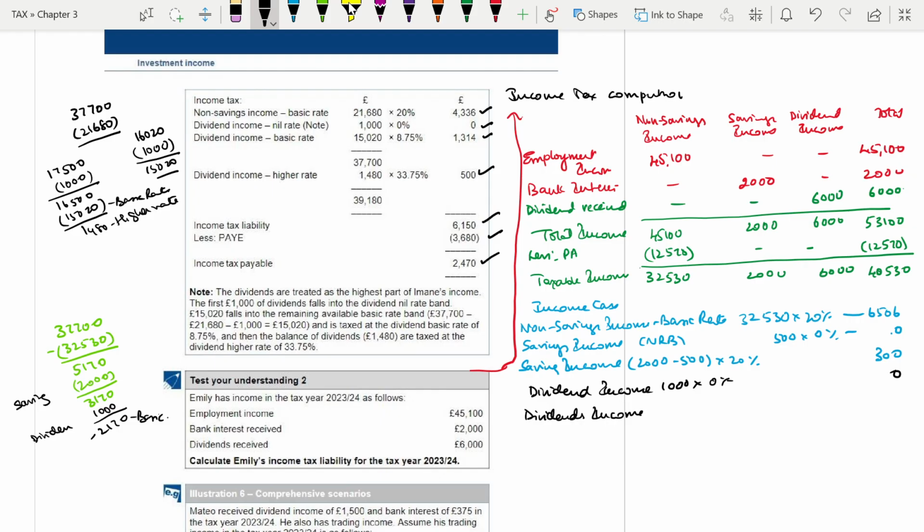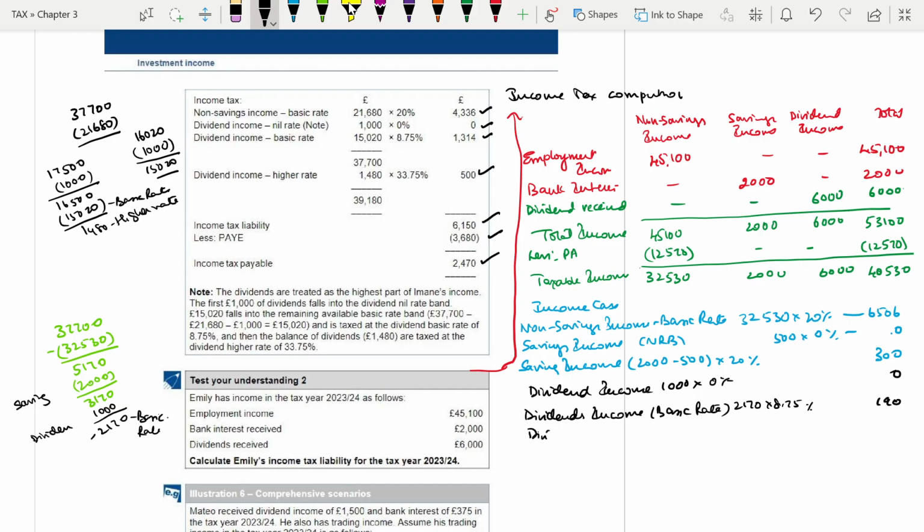Now, total dividend income, basic rate. How do we have to define the basic rate? This is the basic rate. It is a dividend. Dividend is taxable at the basic rate: 2,170 times 8.75%. It comes to 189.87. We can put it as 190. Okay, you can put it as 190. Now this is the basic rate.